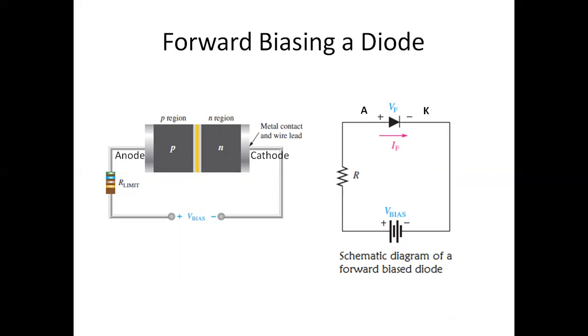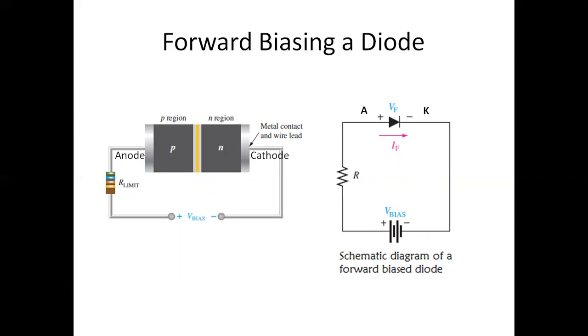Now, the diagram on the right hand side shows the schematic diagram of a forward biased diode. As you can see, the positive terminal of your voltage source goes, of course, through the resistor to the anode, and the negative terminal of the voltage source goes to the cathode. So that's the schematic diagram. And that way, a current is able to flow through the diode.